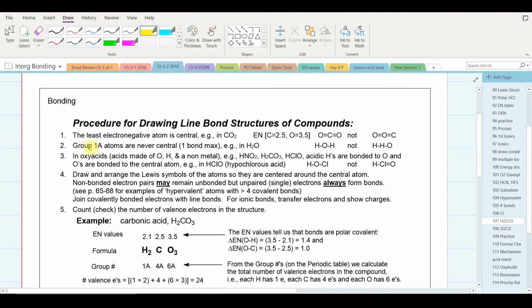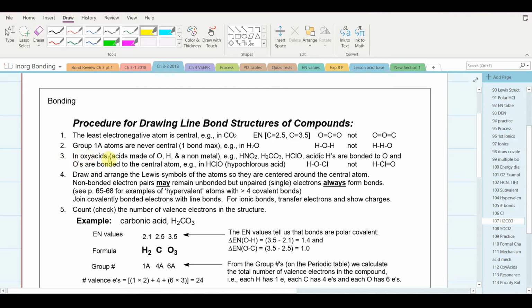Rule number 2 is that group 1A atoms are never central. Hydrogen, lithium, sodium, potassium only ever form one bond at maximum, so they must be terminal, like this. They can't be central. And this is a new rule, but extremely important.